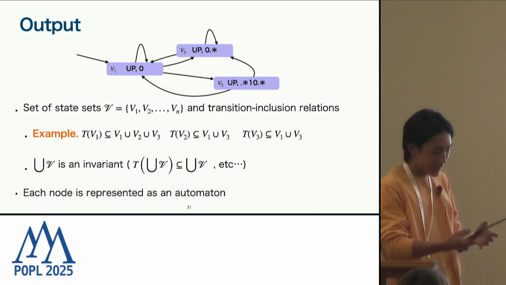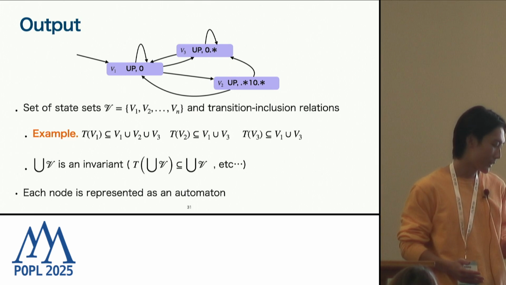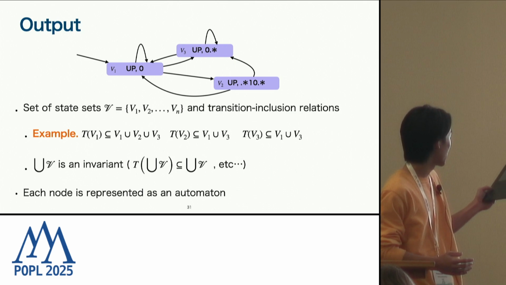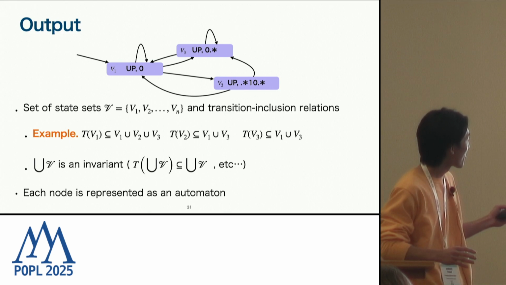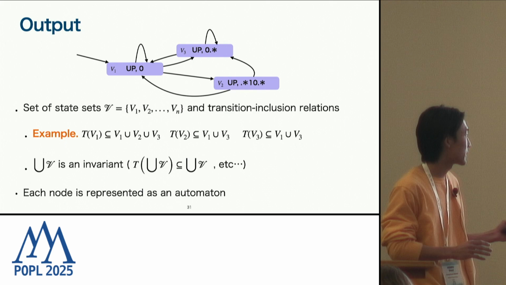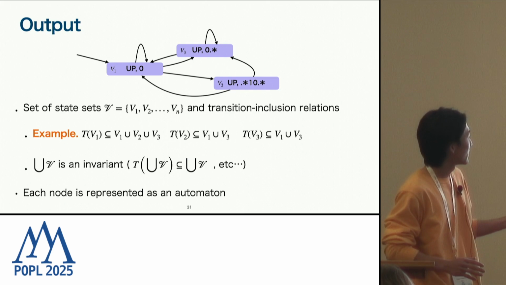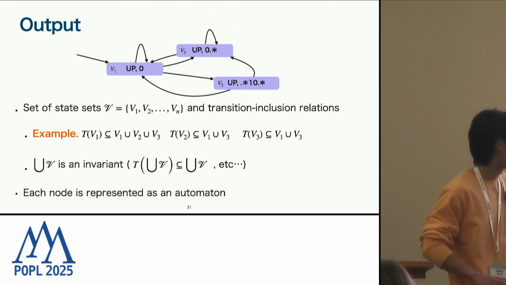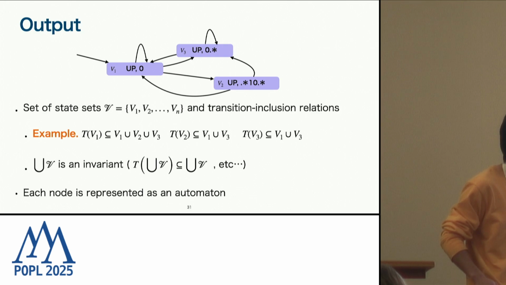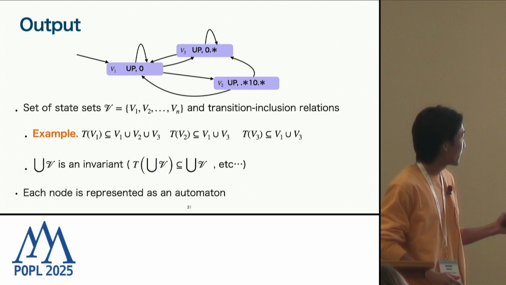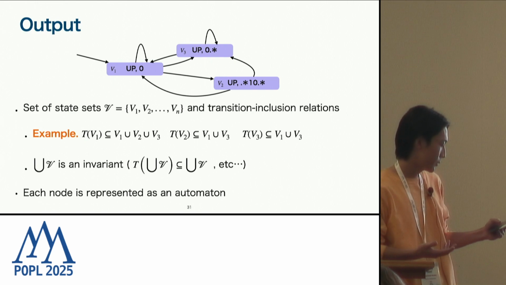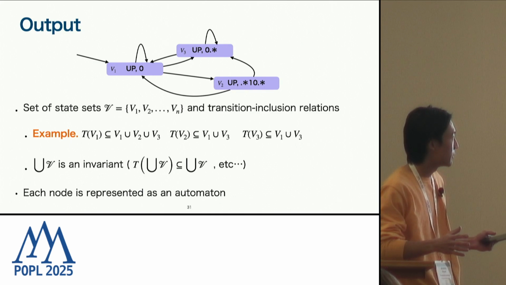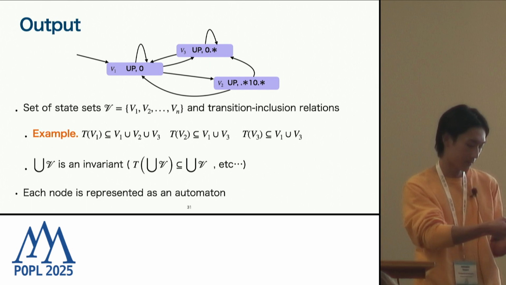Anyway, not depending on the method you use, we get a closed graph which looks like this. Specifically, it is a set of state sets B1, B2, ..., Bn, and the transition inclusion relations, for example, the post state of B1 is subsumed by B1, B2 and B3 or something like that. And given this graph, we need to generate a proof which proves the three invariant conditions, and that there is no solution to the PCP instance.